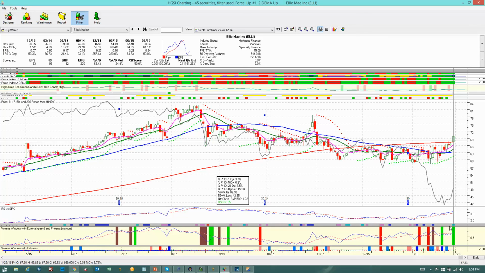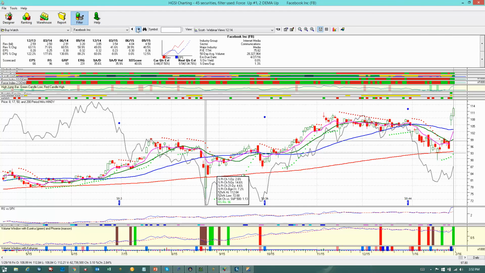Had kahunas earlier in the week, a pocket pivot on Friday, broke above the 200. Everything is green. This is as good a chart as I showed you. Ellie is one that's on my buy watch list for this week. Facebook broke out to new highs.